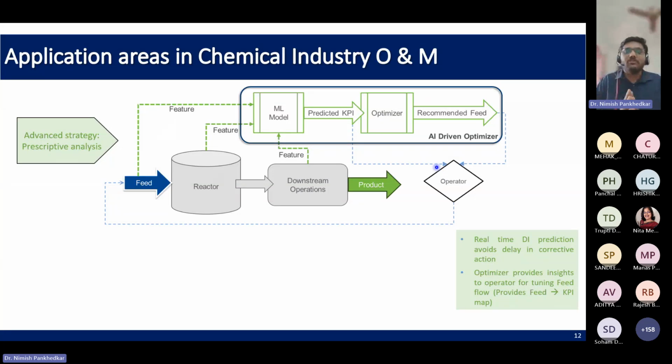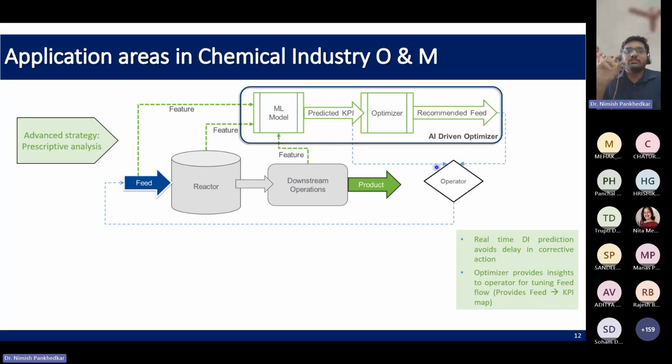What will happen if I increase my feed temperature, or my reboiler ratio, reflux ratio? You don't have time over there to do the simulations and then come back and tell, okay, I'll increase feed. Till then everything would have gone. So that is why you need to have a model that is capable of prediction.